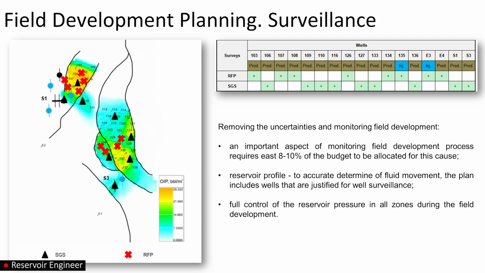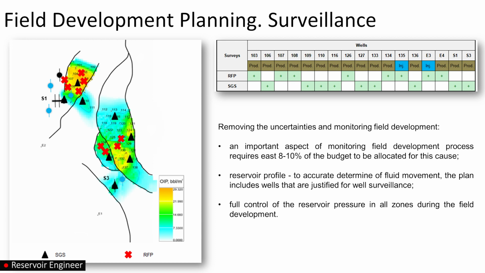Next, it is planned to conduct large-scale surveys of the field to remove any uncertainties and have full control over the development. As mentioned earlier, it is expected that at least 8 to 10% of the budget will be allocated to surveys. From my point of view, I suggest that for the most part we perform reservoir flow profiles, since they give more accurate results of the fluid movement behind the casing.